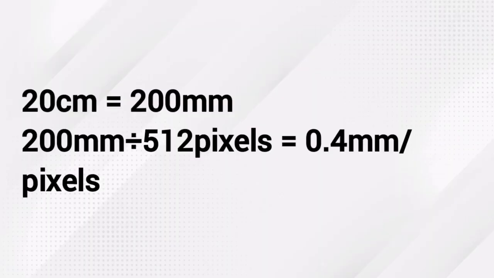Now 20 centimeters is divided by 512 pixels, which is 200 mm divided by 512 when you convert centimeters into mm. So the answer will be 0.4 mm per pixel. So in this case, each pixel represents a linear distance of 0.4 mm.